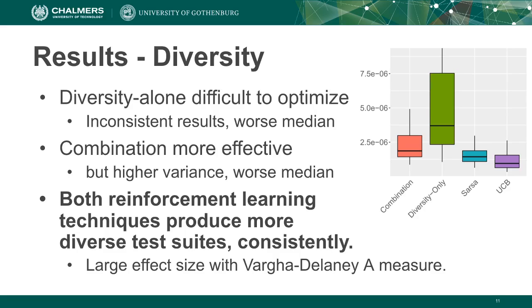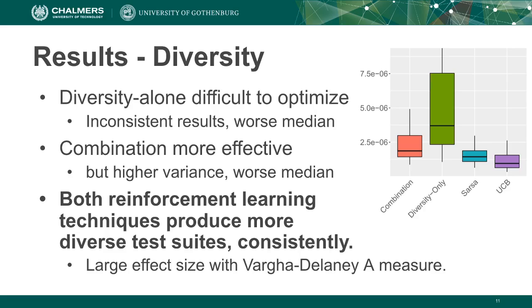DSG SARSA attains a 62% median improvement over diversity only and a 24% improvement over the combination. UCB is even better, with a 75% median improvement over diversity only and a 49% improvement over the combination. UCB also attains a 33% median improvement over DSG SARSA. Both reinforcement learning approaches demonstrate lower variance in the results they attain as well. They attain more stable results than either static approach.